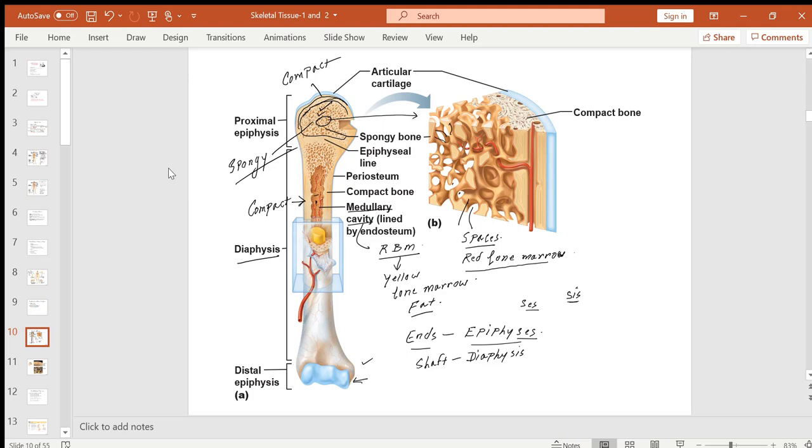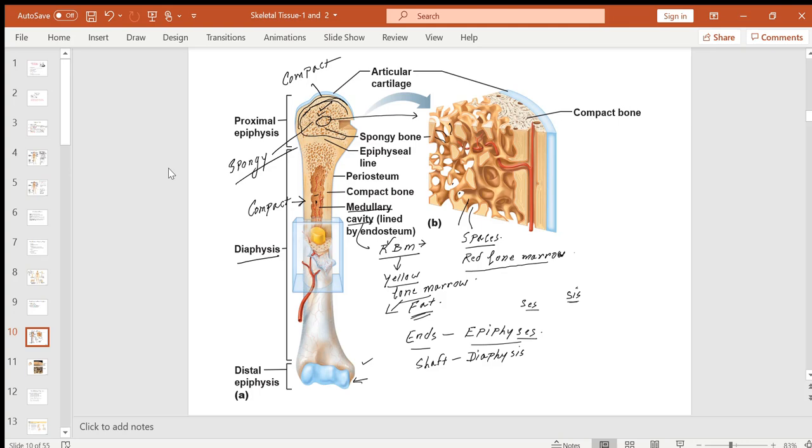So in the early part of your life, the medullary cavity contains the red bone marrow, which means it can produce the blood cells. Red bone marrow produces the blood cells. However, later it turns to fat, or yellow bone marrow, which is not capable of producing blood cells. But it acts as a stored source of energy.